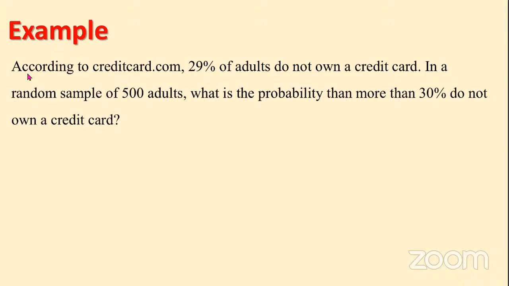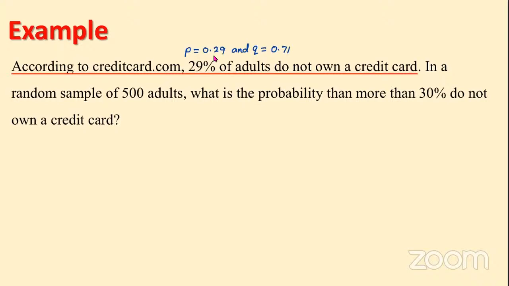Okay, so here in this problem, they have given the information about the general population. If we look at the general population, 29% of the adults do not own a credit card. Remember, this is the information about the adults only. So here, the population proportion is 0.29, p is equal to 0.29. That means q is equal to, if 29% do not own a credit card, the remaining 71% own a credit card. So q will be 0.71. So that is the information about the population.